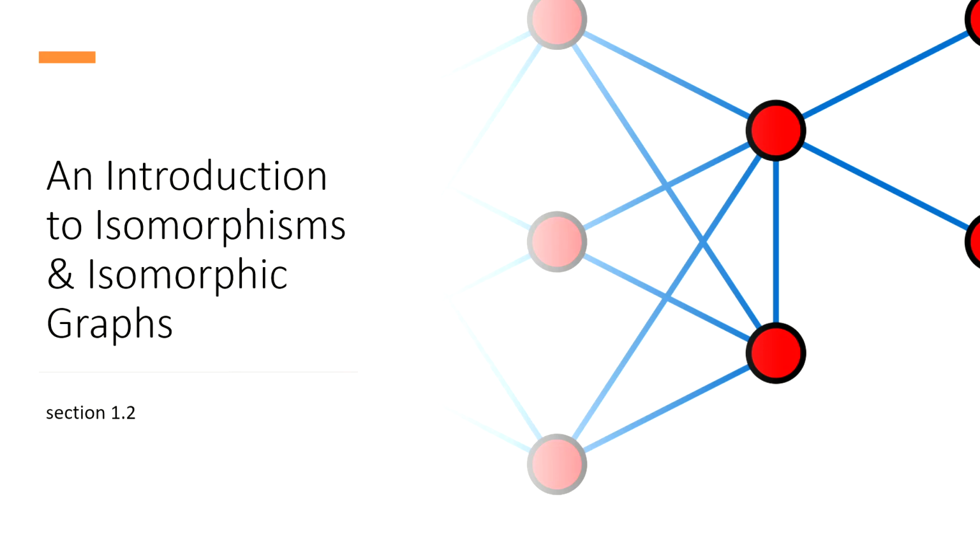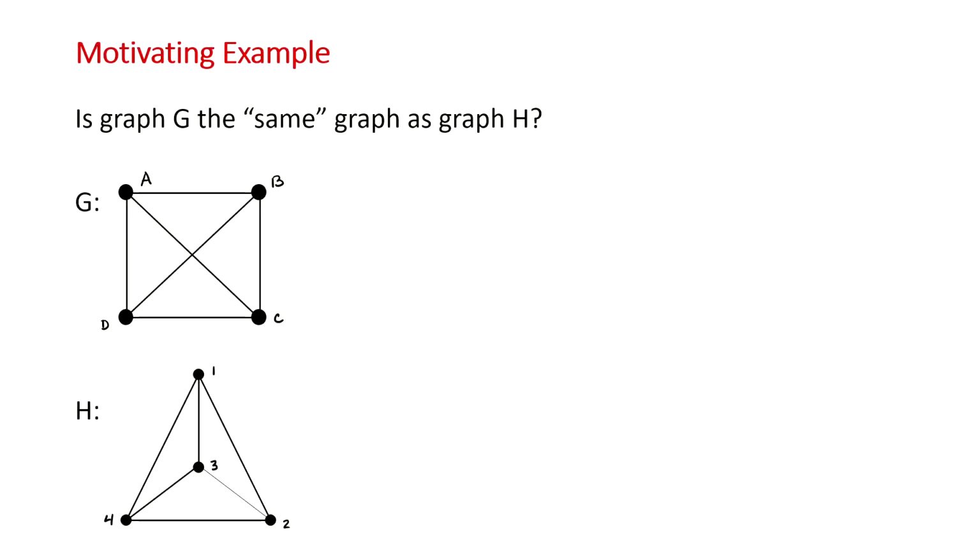This video gives an introduction to isomorphisms and isomorphic graphs. So to start off with, I want to look at an example before we get into any of the terminologies. So we have two graphs here, graph G and H. Both of them have 4 vertices and 6 edges.